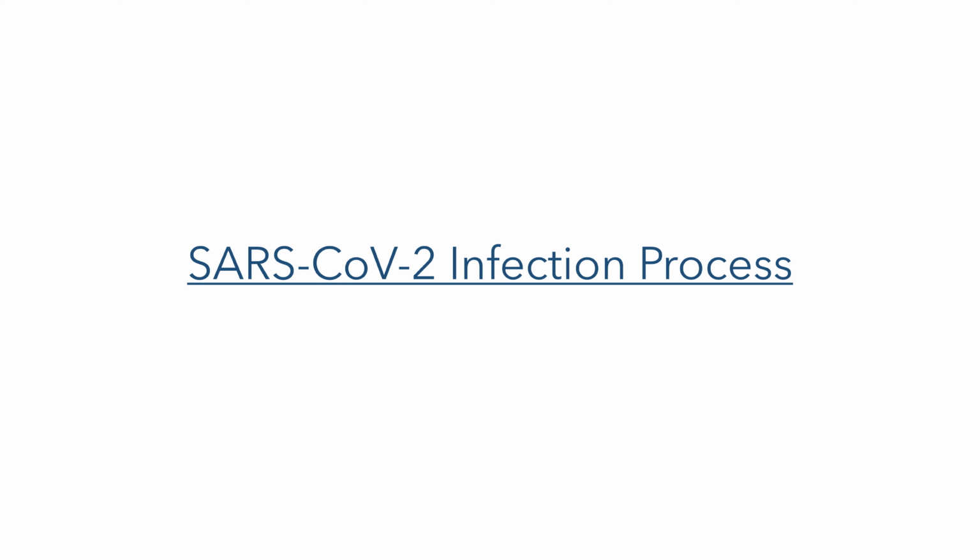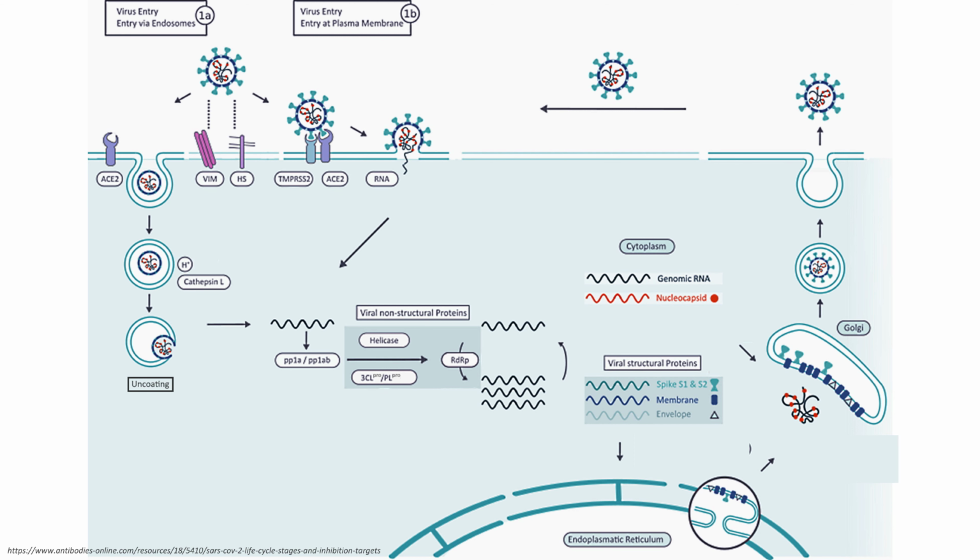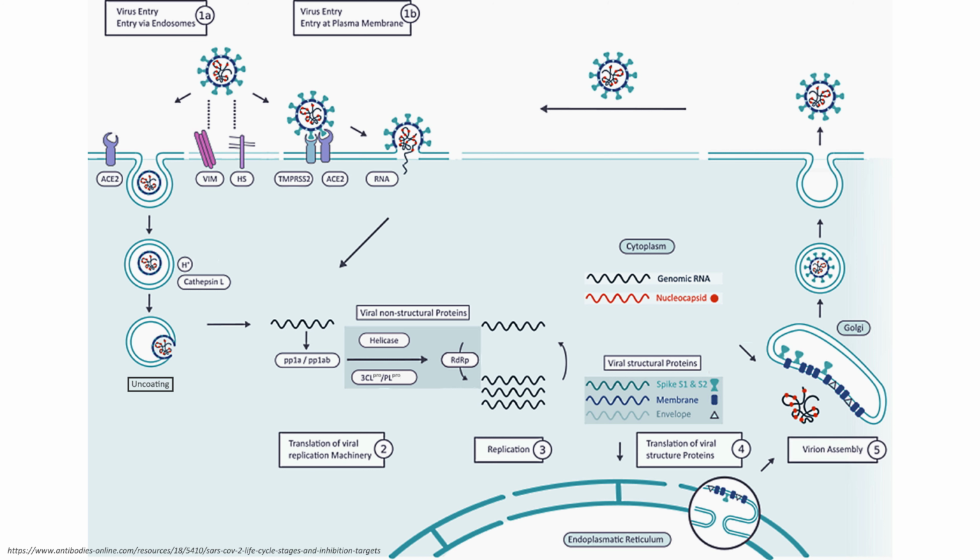So before we can see how it works, we first need to understand the infection process of the SARS-CoV-2 virus. In the first step, the virus enters the cell and undergoes an uncoating process which releases its proteins and genetic material. Translation of viral replication machinery then occurs, which allows for the replication of viral RNA. This RNA is then translated to produce viral structural proteins, which are assembled into a new viral particle, which is released from the cell, allowing it to affect other cells in the body, or it can be expelled, where it can go on to infect another person.